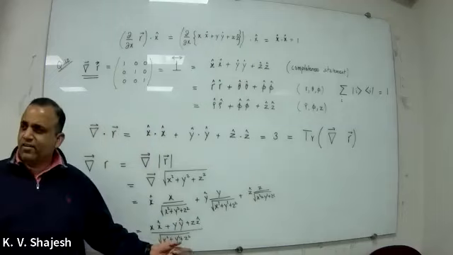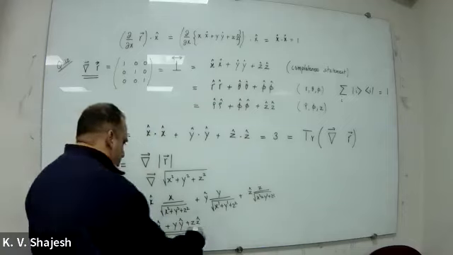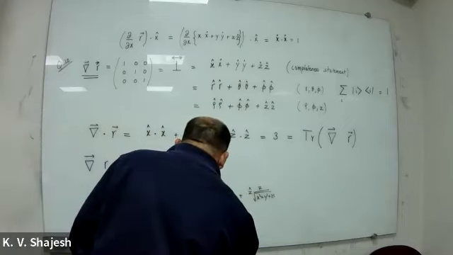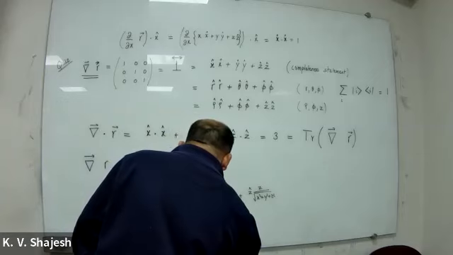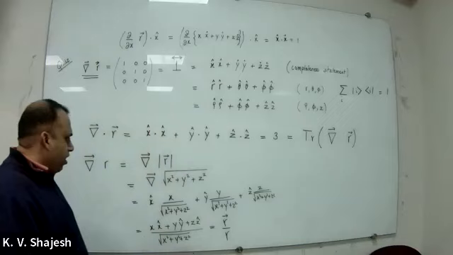The numerator is nothing but the vector r itself, and the denominator is its magnitude, which is nothing but r hat.